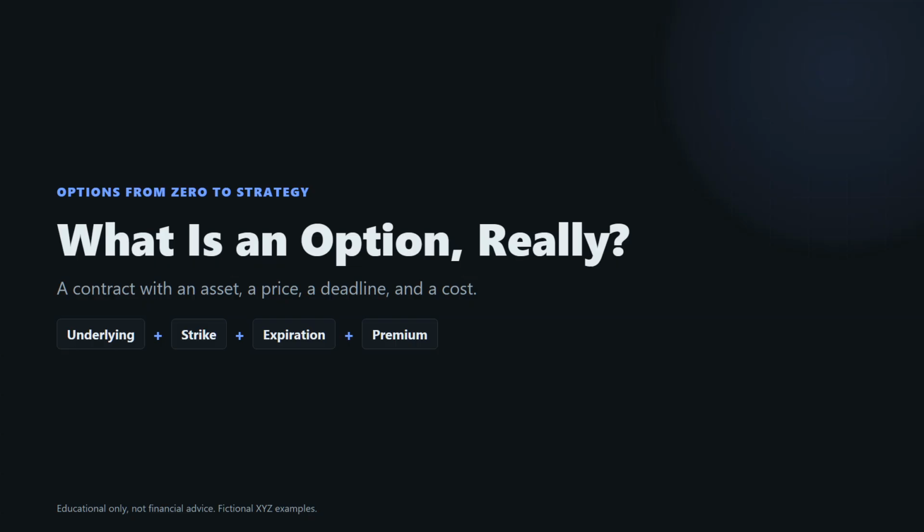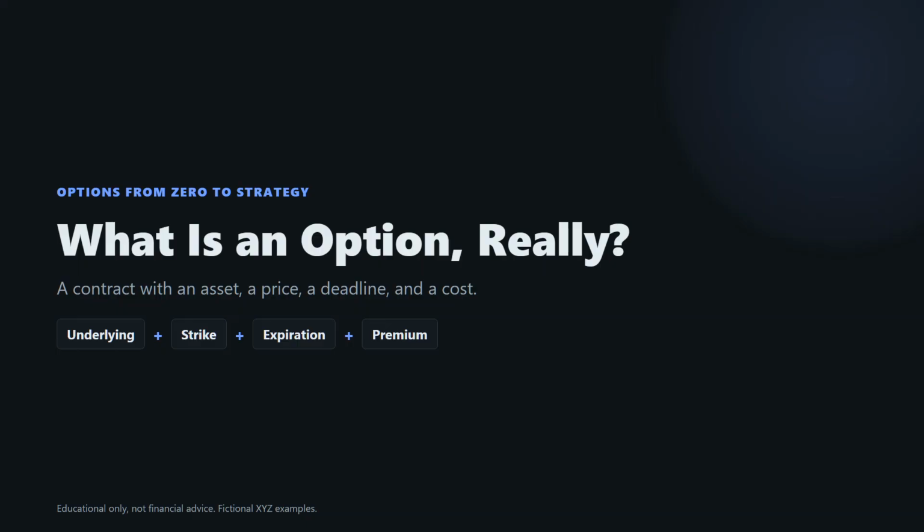An option is a contract. It has an asset, a price, a deadline, and a cost. Once you understand those four parts, every strategy in this course gets much easier. Let's build one from scratch. Imagine a fictional stock named XYZ. Today, XYZ trades at $100 per share.